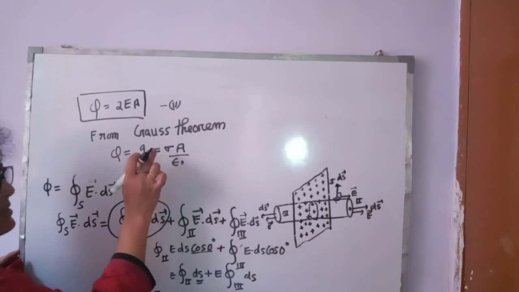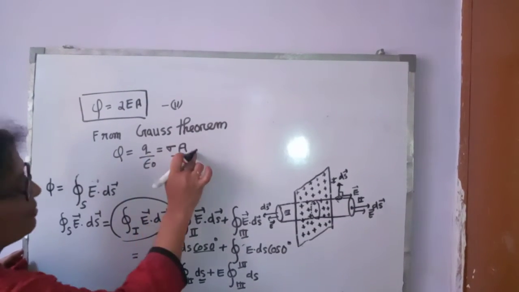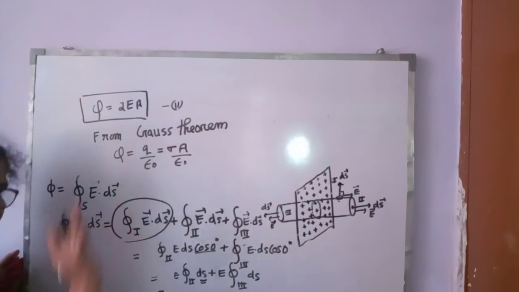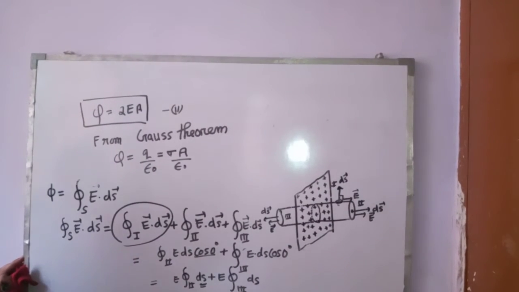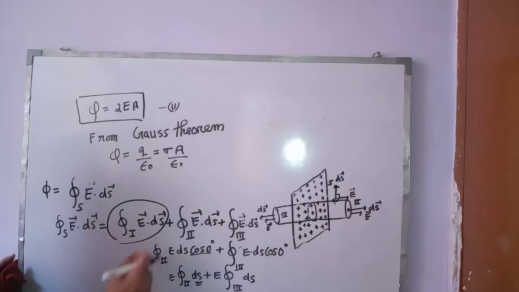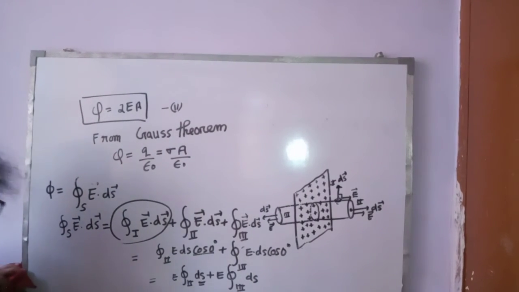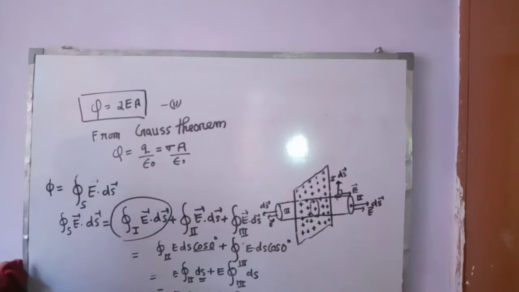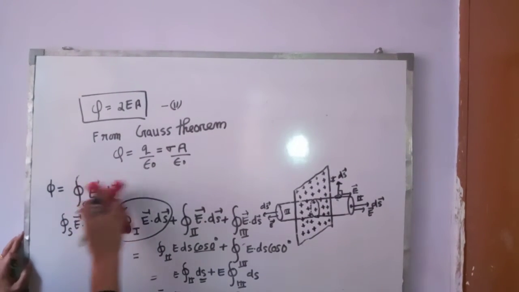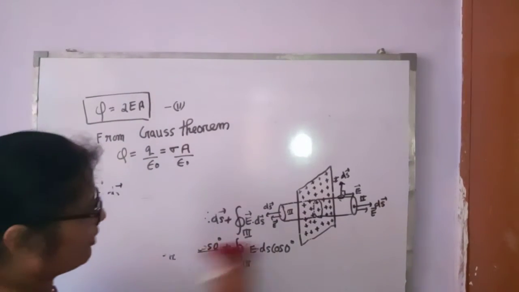What is sigma? Sigma is equal to charge upon area. Area cancels out and we get only the charge. Linear charge density means charge divided by length. Surface charge density means charge divided by area. Volume charge density means charge divided by volume. Therefore, the phi value comes out to be sigma A upon epsilon naught.